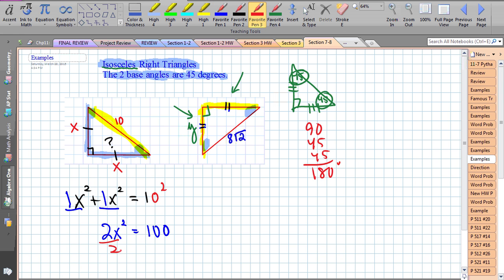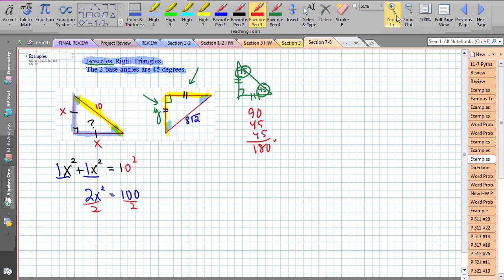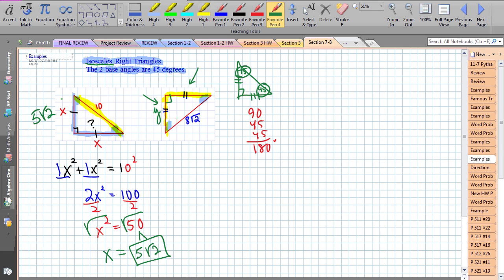So if we keep on going here, to isolate x squared, I'm going to divide both sides by 2. x squared equals 50. And then what do I do? I square root both sides. So x equals, well, radical 50 can be simplified. That turns into 25 and 2. Well, the square root of 25 is 5. So the answer here is 5 radical 2. So this leg would be 5 radical 2, and this leg would be 5 radical 2. And we're done. That's all we had to find here, the length of that missing side. This was a leg, and it's the same for both of them.